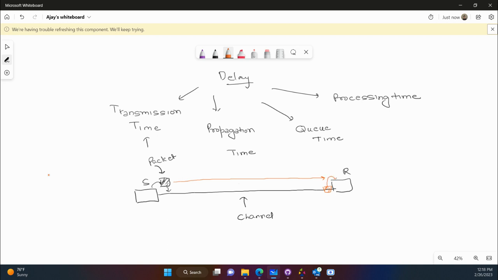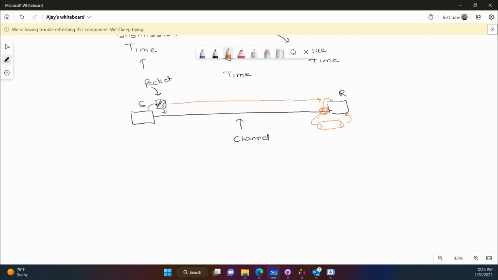Now you give this packet to the receiver, and the receiver might be busy. So until that time, this packet is put in a queue, and whenever the receiver finishes processing, it will take that packet from here. The time for which this packet waits in the queue is known as the queue time, and then the server performs some operation on this packet, which is known as the processing time, right?